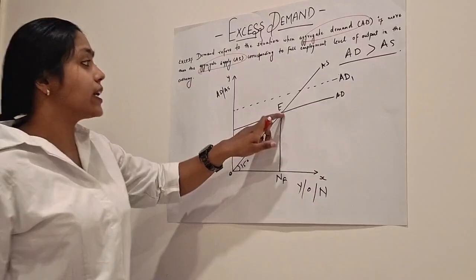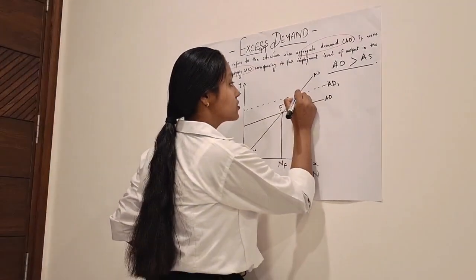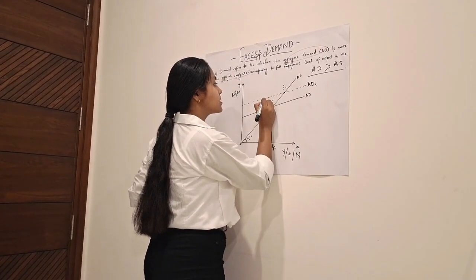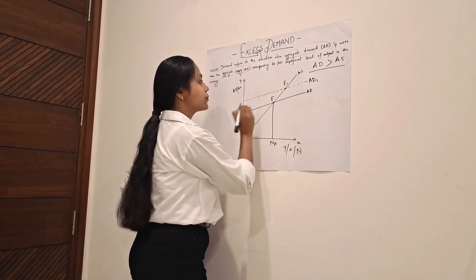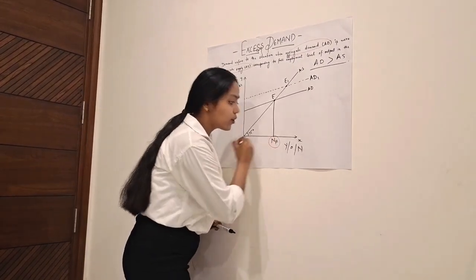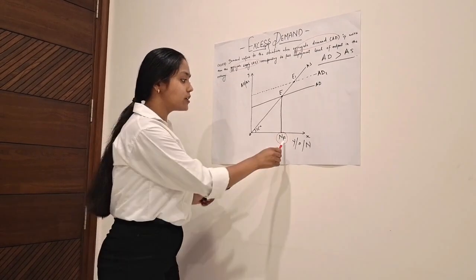So the new point E, where AD1 is intersecting aggregate supply, that is E1. So E shifts to E1, है ना? E कहाँ शिफ्ट हो जाएगा हमारा? E1 पर शिफ्ट हो जाएगा. अब मेरा पॉइंट तो यही था ना full employment का. This is my point of full employment. मेरे को full employment तो यहाँ अचीव होनी थी.